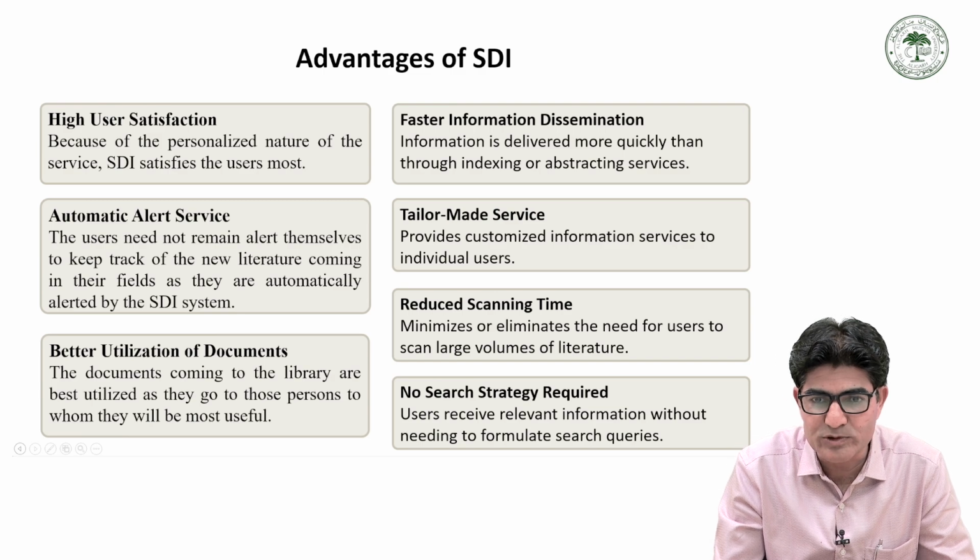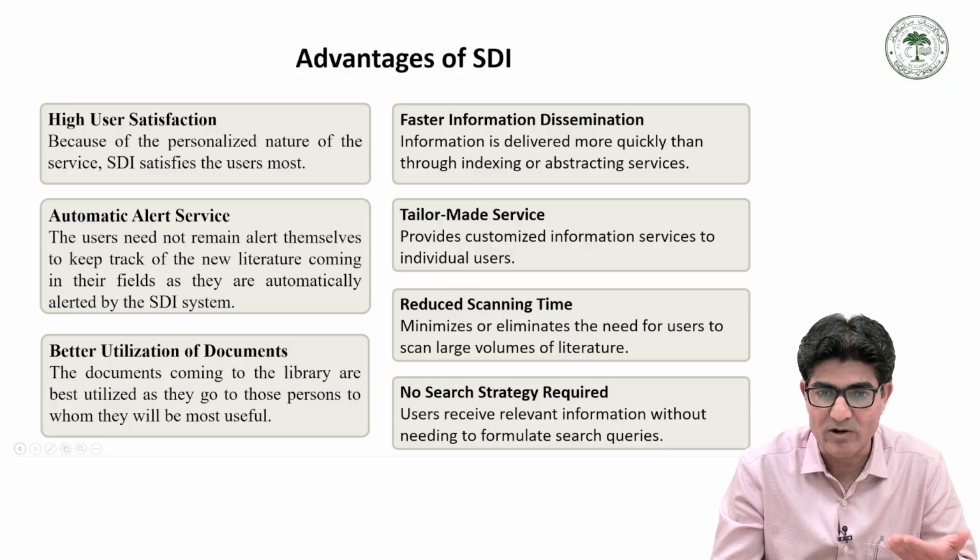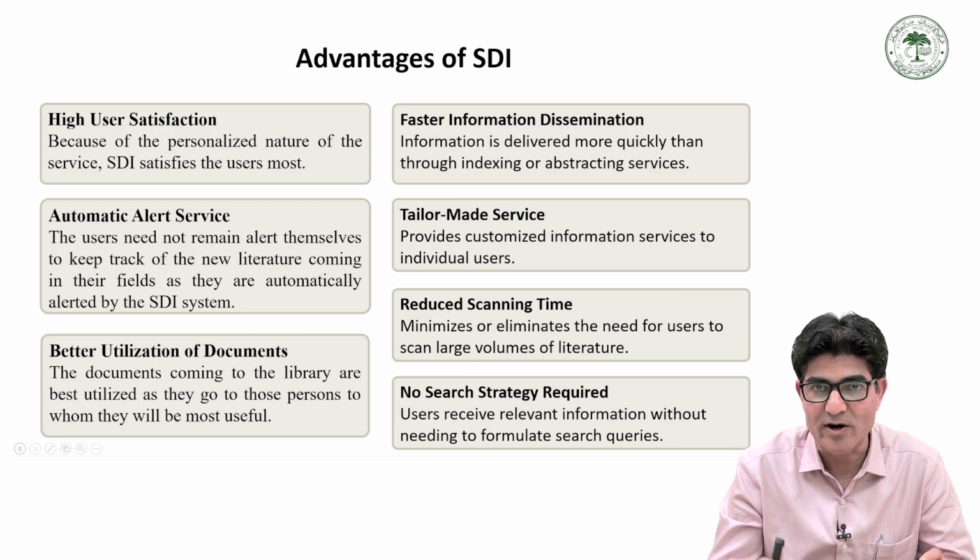And reduced scanning time, because it minimizes or eliminates the need for users to scan large volumes of literature. This work is done by professional librarians and documentation officers on behalf of the users, so that they can scan and provide the information to them. So no search strategy is required, because they need not search any database or journals. This is the process of automatic matching of user profile and document profile, and then the matched result is intimated to the users. So users receive relevant information without needing to formulate a search query.